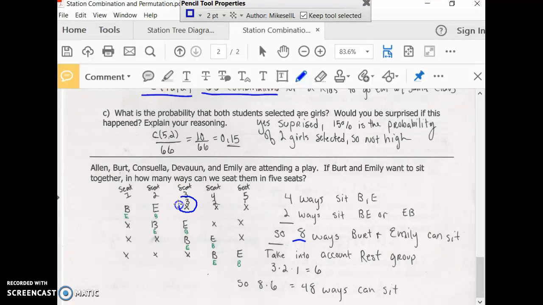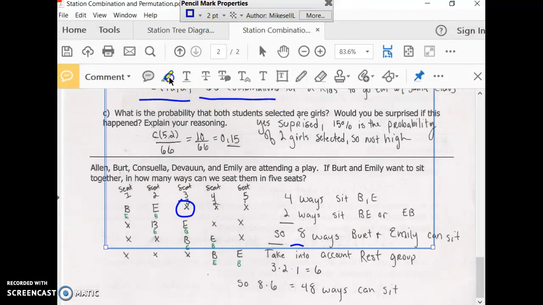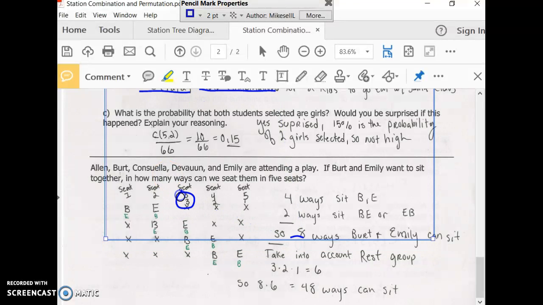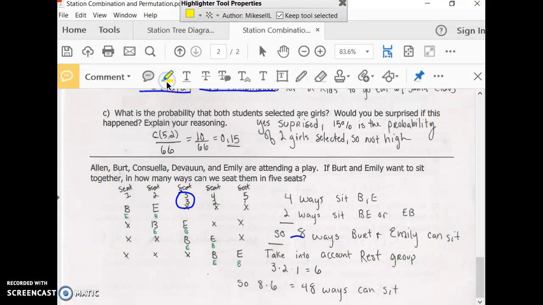Then I need to count the rest of the group. So I can have 3 ways there, 2 there, and 1, right? So 3 times 2 times 1, which is 6. So 6 ways. And then I have to take that into account, 8 times 6, so I get 48 ways.